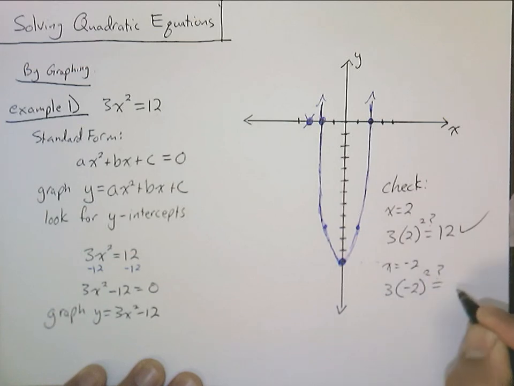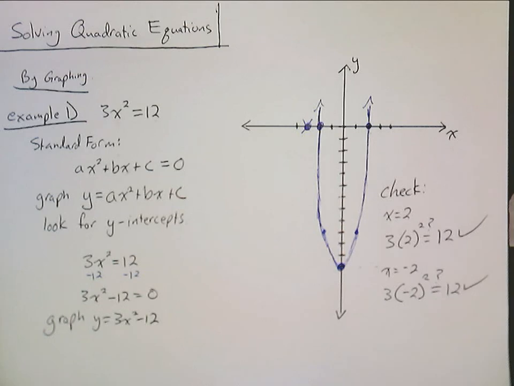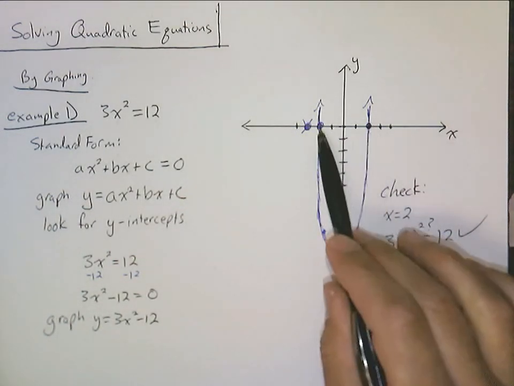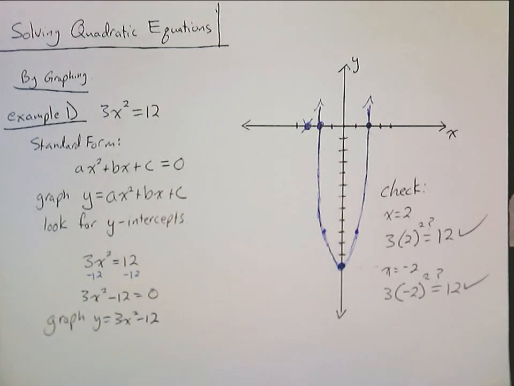And we ask ourselves, does that actually equal 12? Yes, it does. No problem. Now, of course, notice here that our x-intercepts were nice integer valued coordinates. That is almost never going to happen.